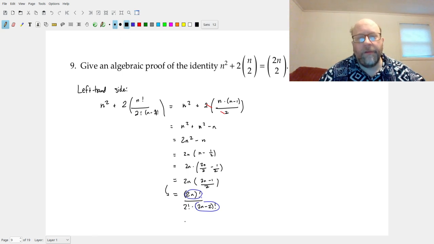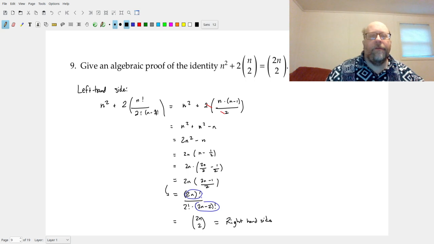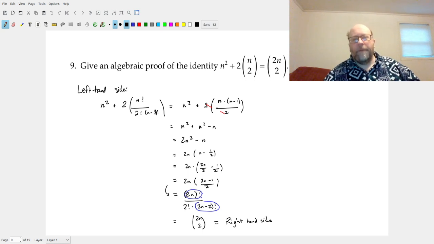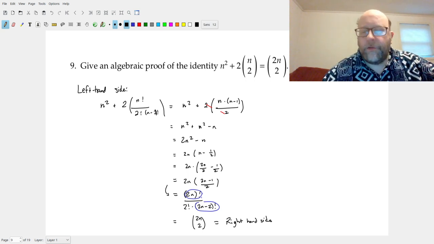But this is 2n choose 2, which is the right-hand side. And so these two sides are identical to each other.